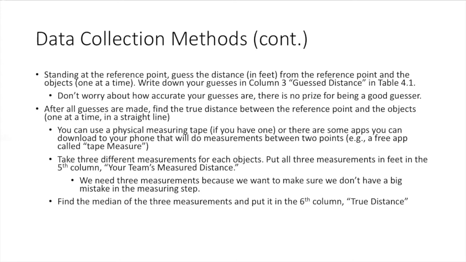Take 3 different measurements for each object. Put all 3 measurements in feet in the 5th column, your team's measured distance. We need 3 measurements because we want to make sure we don't have a big mistake in the measuring step. And then find the median of the 3 measurements and put it in the 6th column, true distance.